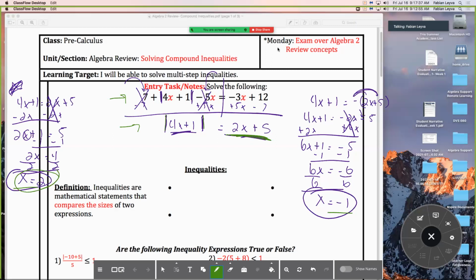Let's plug in this 2. 2 times 2 is 4, plus 5 is a positive 9.